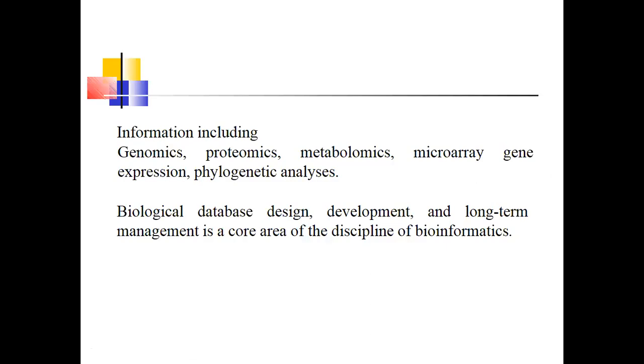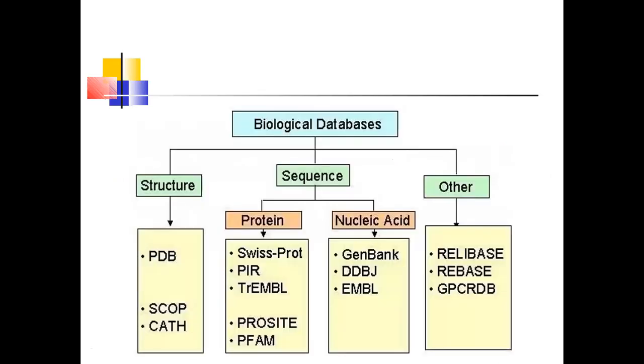Different information included in databases covers genomics, proteomics, metabolomics, microarray gene expression, and phylogenetic analysis. These are the major areas where specific information is available. Biological databases have three different sections. For structural databases, PDB, SCOP, and CATH are available. For protein sequences, SwissProt, PIR, TrEMBL, PROSITE, and Pfam are available. For nucleic acid sequences, GenBank, DDBJ, and EMBL are available. Other specific biological databases include Relibase and GBase.